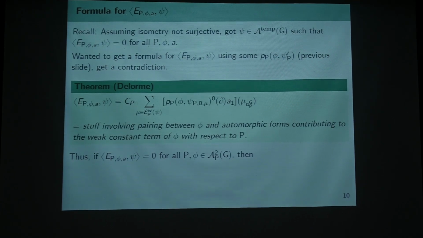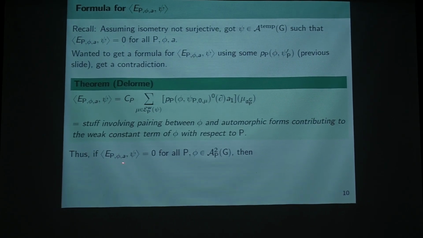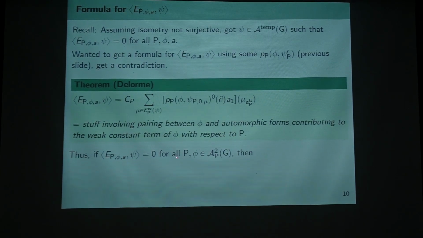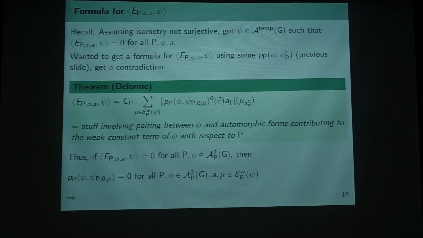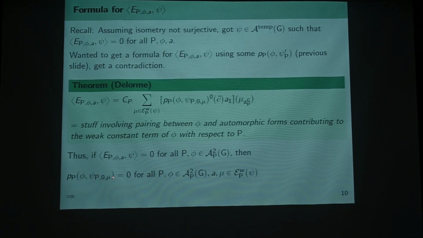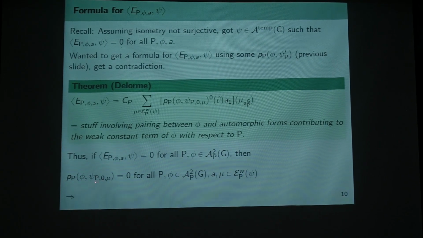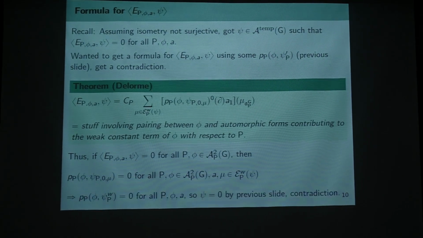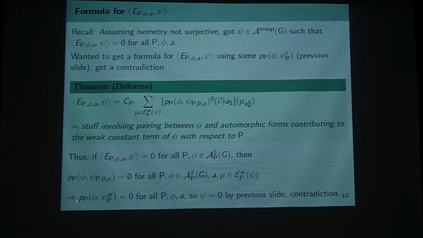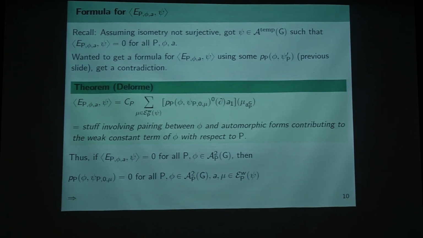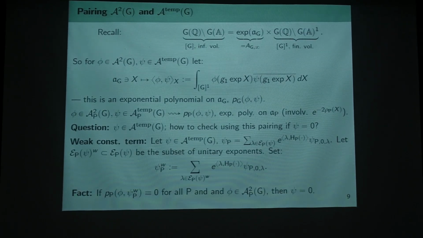Okay, so once you prove this theorem, what will happen? If this is true for every wave packet, that is, for every P, phi, A, then what you know is that the pairing between all the phi and everything that contributes to the various constant terms of psi will be 0, and by the fact mentioned in the previous page, psi itself will be 0.